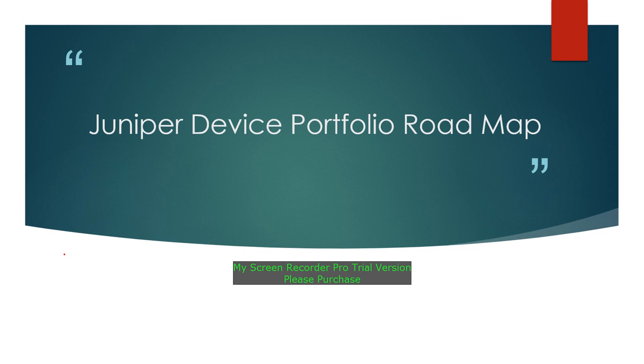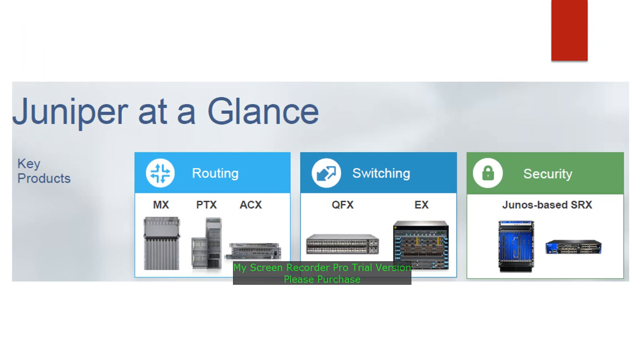Then we will talk about the Juniper device portfolio roadmap. Juniper has three areas: routing, switching, and security. In routing, there are the MX series router, PTX series, and ACX series. These are high-level, service provider level, and basic level hardware is also available from Juniper. In switching, there are the QFX and EX series. This is a chassis as well. The QFX series is a fiber switch, and the EX series is both copper and fiber.